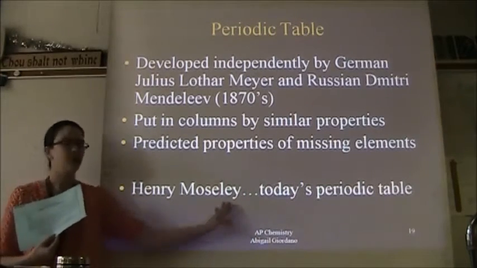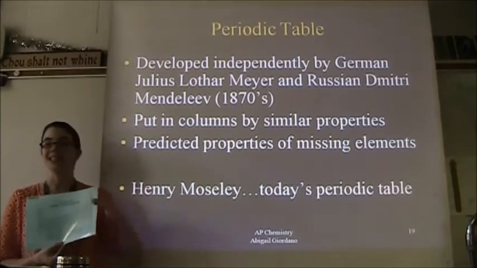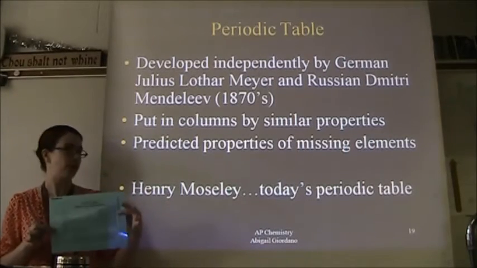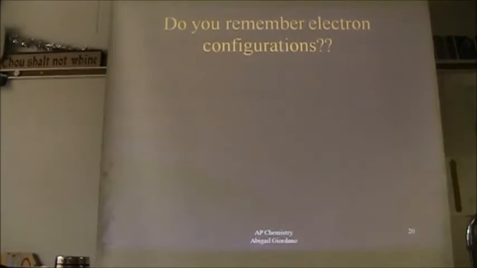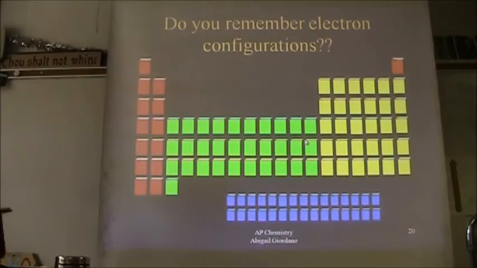Here is the guy, Henry Moseley. He is credited with putting today's periodic table in order. And today's periodic table is in order of what? Increasing atomic number. Exactly. Number of protons. Okay? Oh, this is good times, everybody.